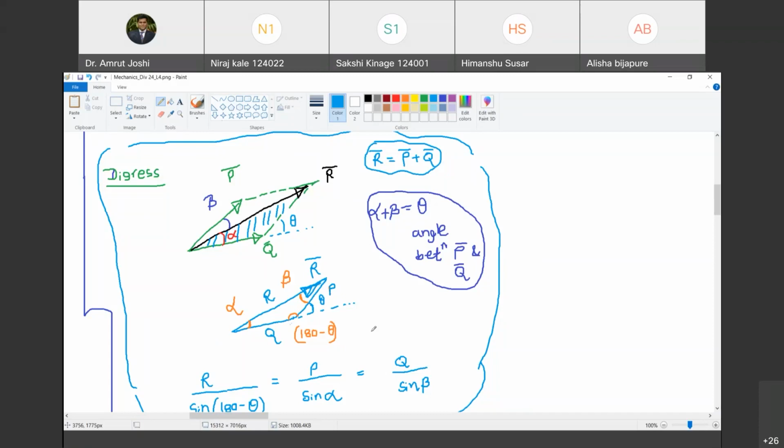That gives you the addition. That's what triangle law is. Are you with me? Yes. But now we are not much worried about the triangle law of addition in its essence. Instead, what we are going to do is, to this triangle, we are going to apply something called a sine rule. Are you with me?